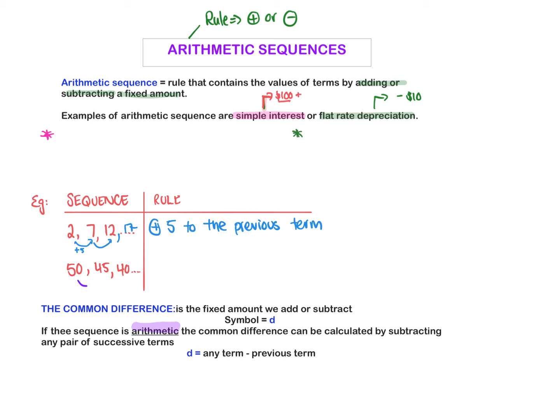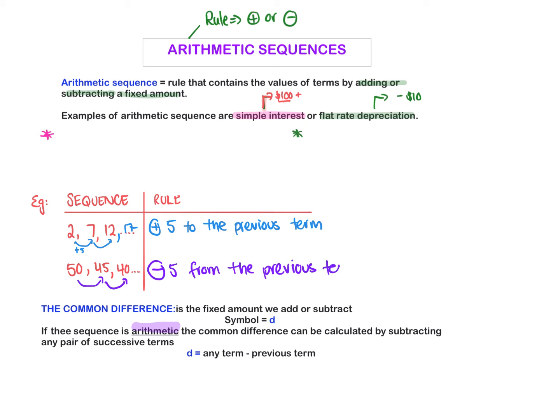All right, so who can see what's happening? What's the rule for this one? What's happening every time? What are we doing? 5. Yeah, what about, are we adding or subtracting? Subtracting. Yeah, 5. So we're subtracting 5 from the previous term. Okay, so that's the rule.